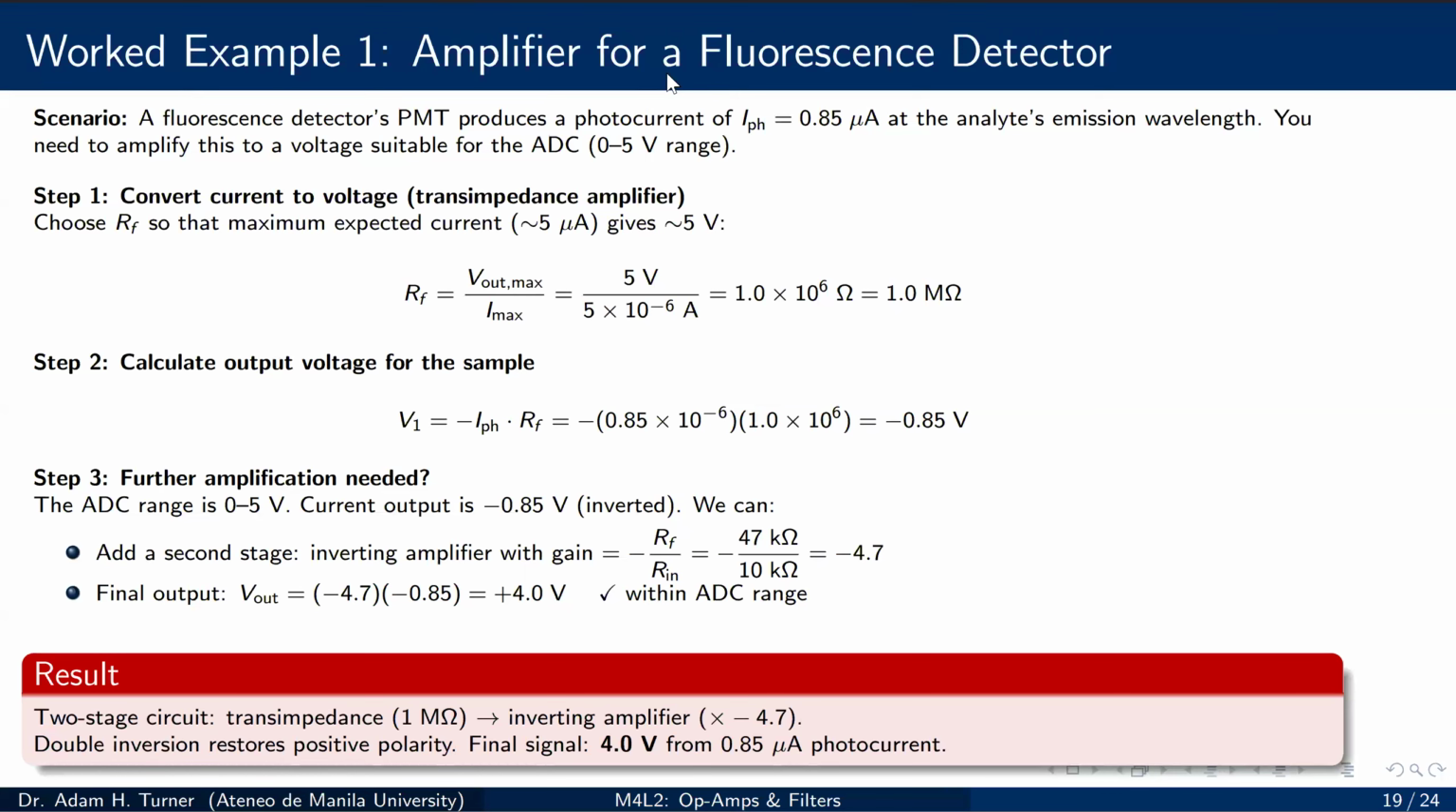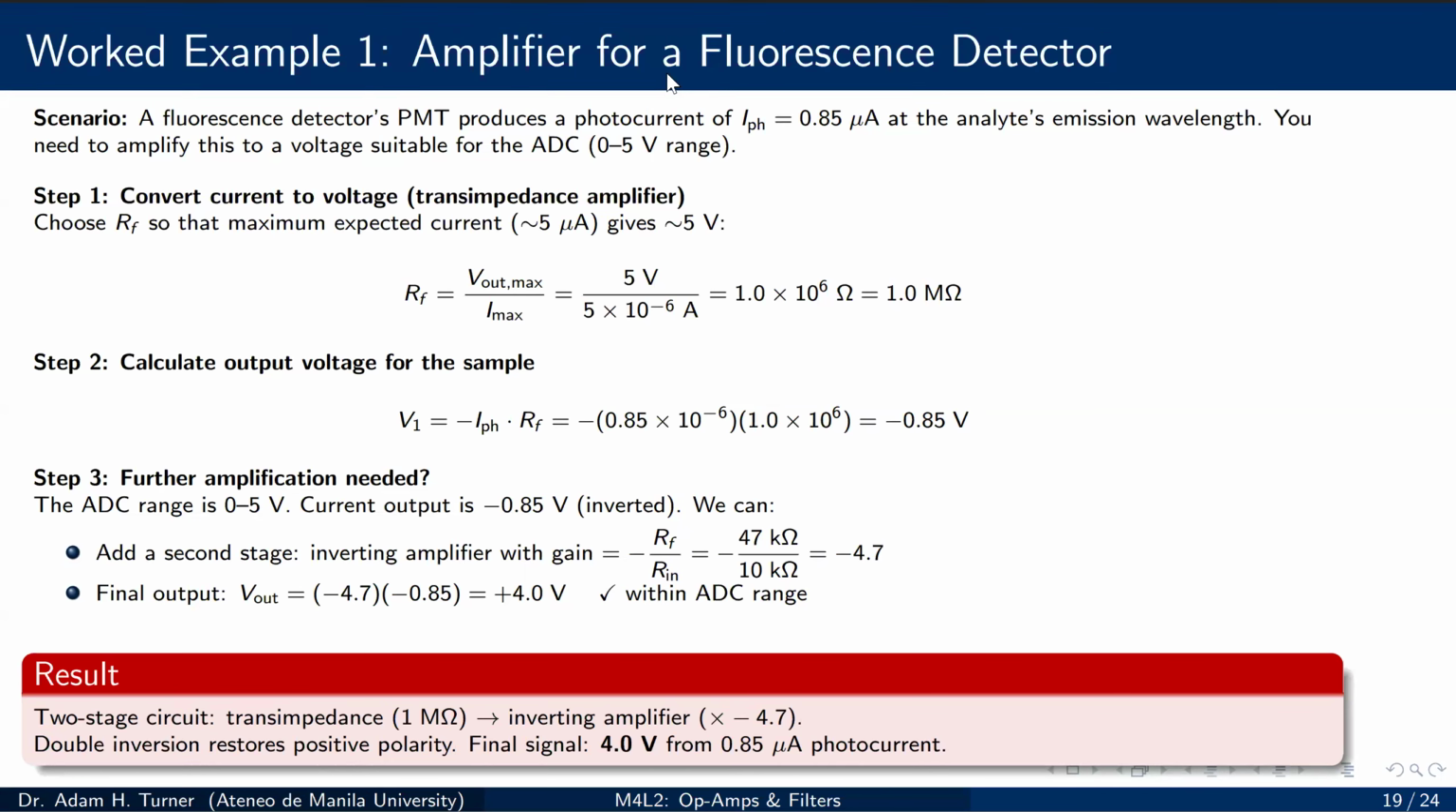So we choose the RF so that the maximum expected current, say 5 microamps at the highest analyte concentration, gives 5 volts. And then we follow the equation. Step 2 then is to calculate the output voltage for the sample. For our actual sample, the current was 0.85 microamps, and the transimpedance output is negative 0.85 microamps times 1 megaohm, which equals negative 0.85 volts. Notice the negative sign, the input has been inverted.